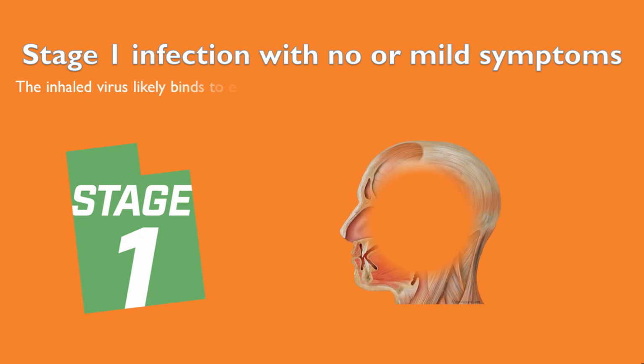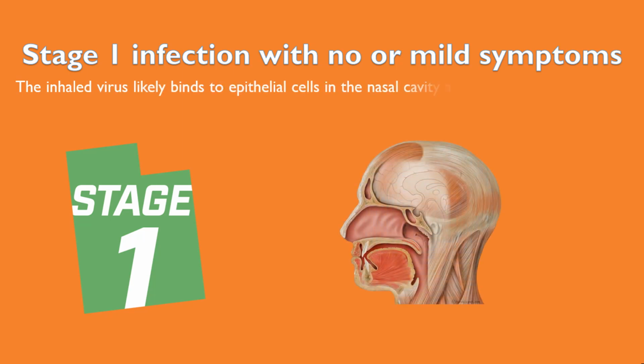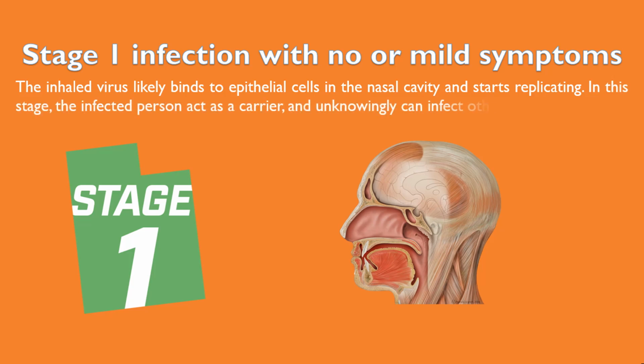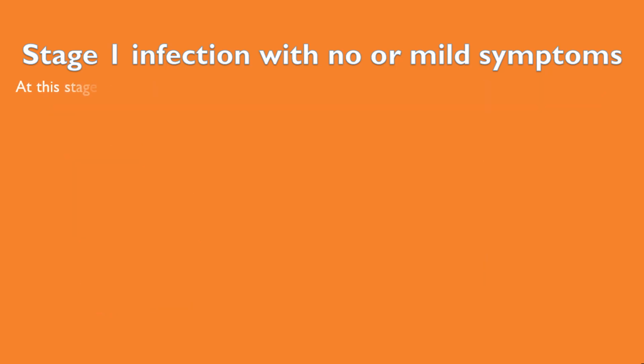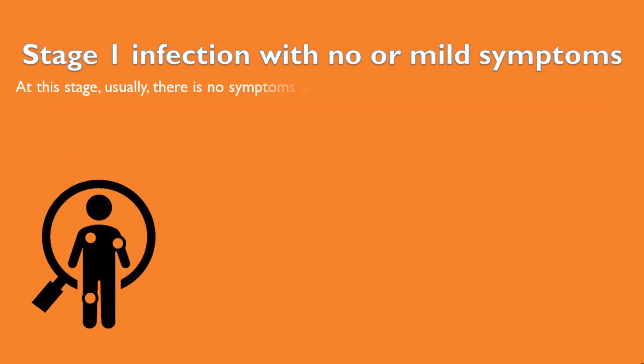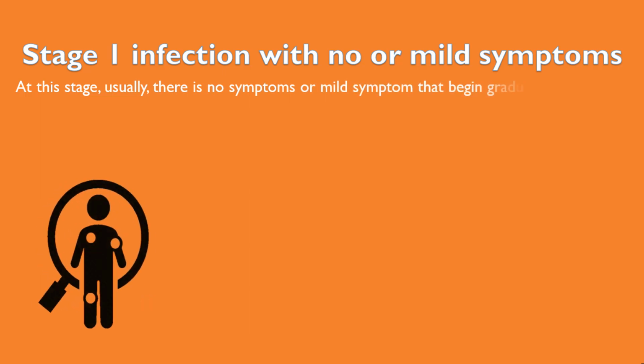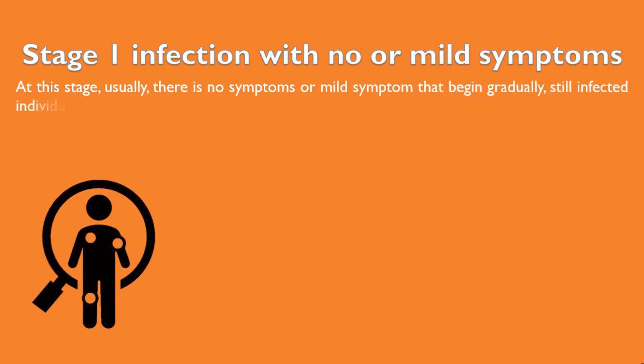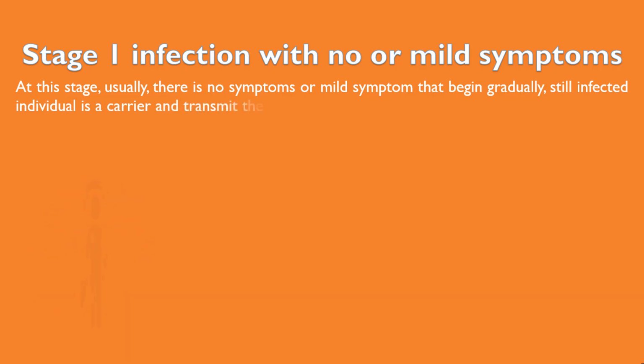The inhaled virus likely binds to epithelial cells in the nasal cavity and start replicating. In this stage, the infected person acts as a carrier and unknowingly can infect others. At this stage, usually there is no symptom or mild symptoms that begins gradually. Still, the infected individual is a carrier and transmits the virus.